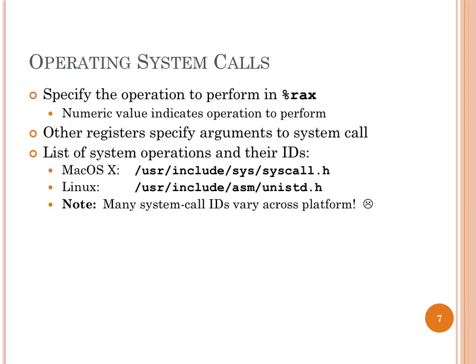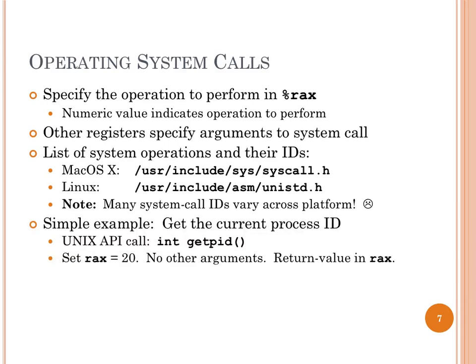These operations and their numeric IDs vary from operating system to operating system. That's why you can't build something on Windows and run it on a Mac. Or I should say that's one of the reasons, even though they use the same kind of processor. Or build it on a Mac and run it on Linux. The system call numbers are different, and even the operations that are provided are different as well. So you have to be careful about that kind of thing.